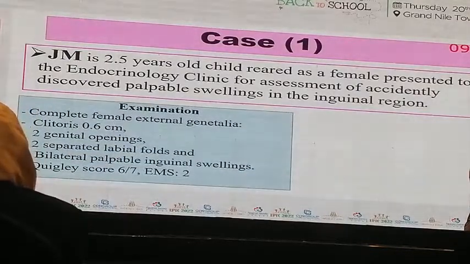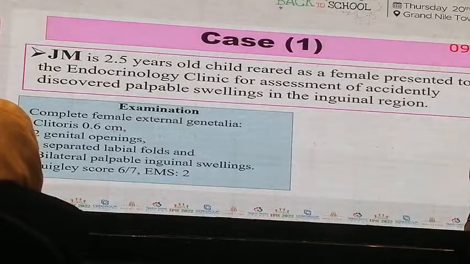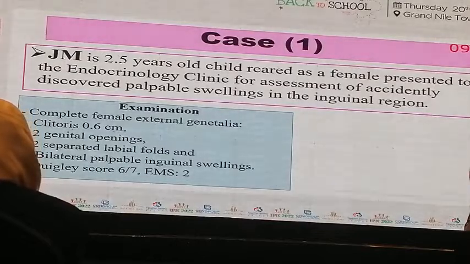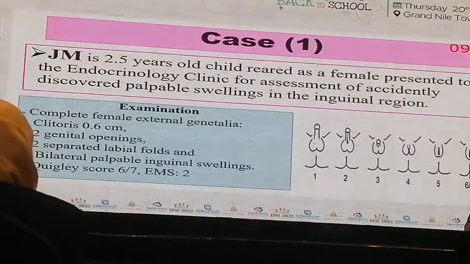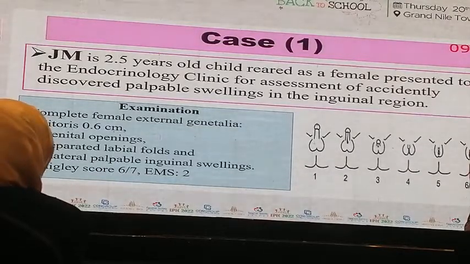By examination, our patient has a complete female external genitalia with a clitoris of 0.6 cm, 2 genital openings, 2 separated labial folds, and bilateral palpable inguinal swelling with a Quigley score of 6/7 and external muscularization score 2.